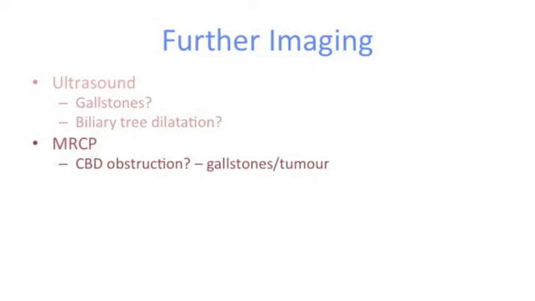An MRCP is essentially an MRI scan looking at the biliary tree. So after an ultrasound scan, if there's doubt as to whether or not there's obstruction of the CBD that might be causing the acute pancreatitis, then an MRCP can be performed.